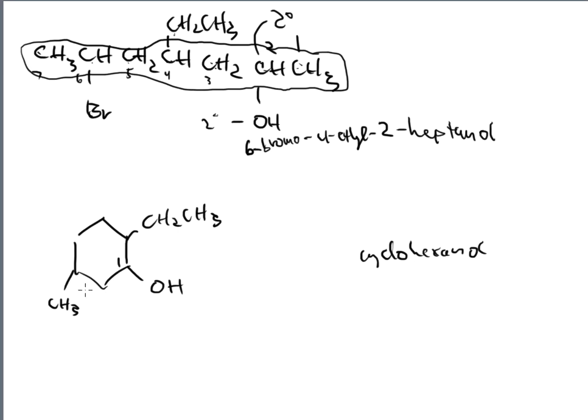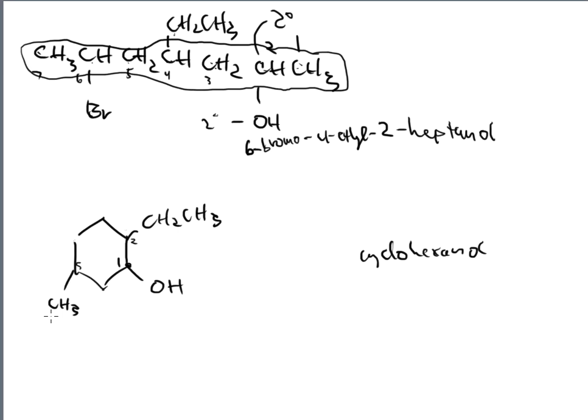If I go clockwise, this is spot 2, this is spot 3, spot 4, spot 5, and spot 6. I've got a 3 and a 6 that I have to deal with. If I go counterclockwise, well, this is spot 1, this would be spot 2, that's 3, that's 4, and this would be spot 5. So this is actually going to give me lower group numbers if I do this. So I have to go counterclockwise with my numbering here. So spot 1 will be my OH group. Spot 2 will be my ethyl group. And then 3, 4, and spot 5 will be my methyl group.